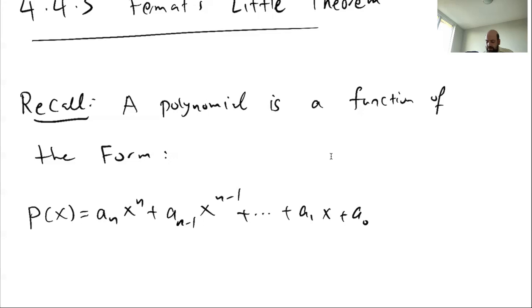of degree 4. Or I can do another example. Let's say P of X equals 2x to the power 6 plus x squared plus 3x plus 1. So this is a polynomial of degree 6. Okay, so these are examples of polynomials in Z5.